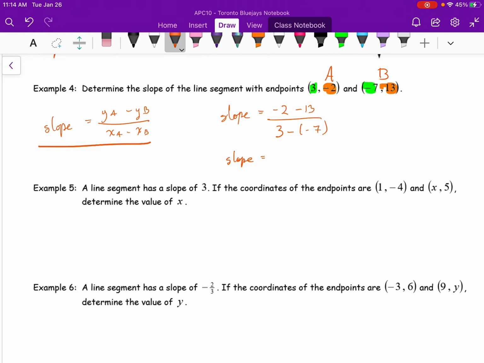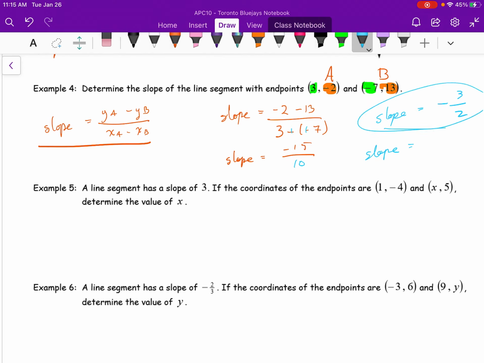So quickly, the slope is -2 minus 13, and that's -15, divided by 3 minus -7. Subtracting a negative turns into adding a positive, so 3 plus 7 is 10. So this slope is -15 over 10. I'm going to divide both top and bottom by 5, so it turns into -3 over 2. The reason I divided both top and bottom by 5 is I recognize that both 15 and 10 have a factor of 5.